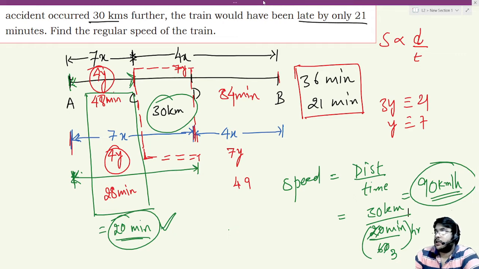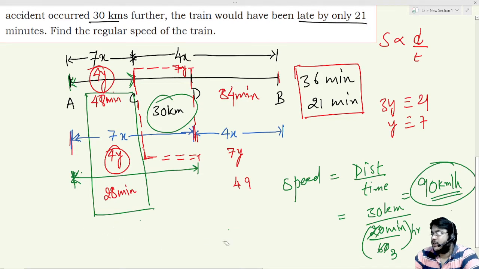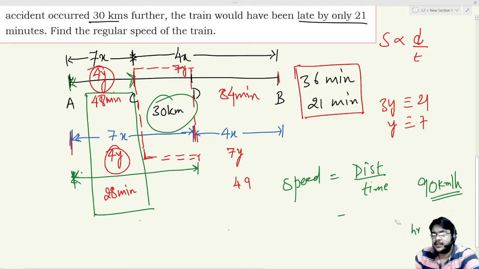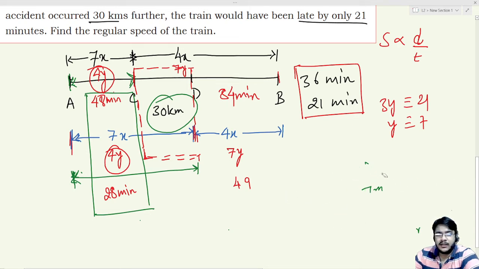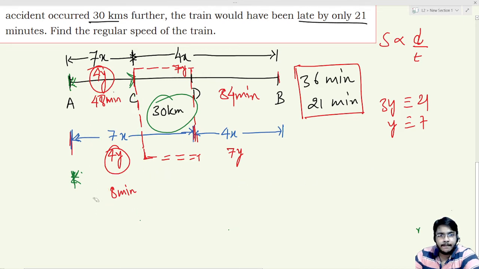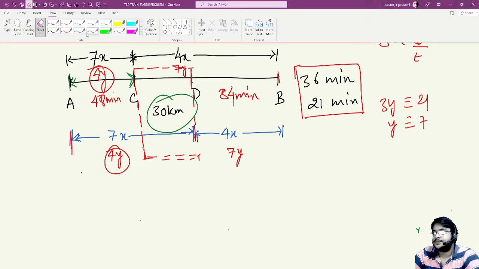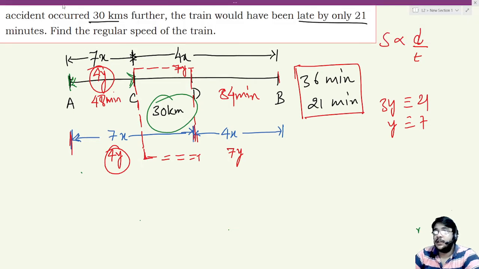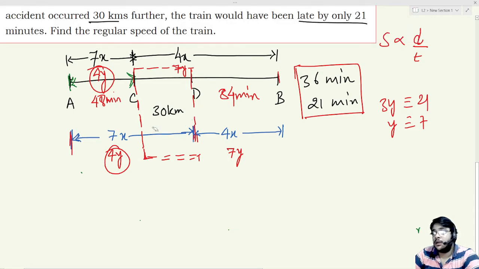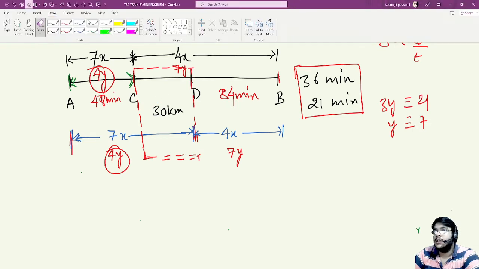Now I will give you the shortcut also. I don't think there is any need for a person to give you 90 kilometers per hour as the answer, the regular speed. But let's see what I can do with the shortcut. Okay, so the shortcut is a little visual, so let me change the pen, and you have to be a little careful because it can actually hamper a lot of understanding for a student.